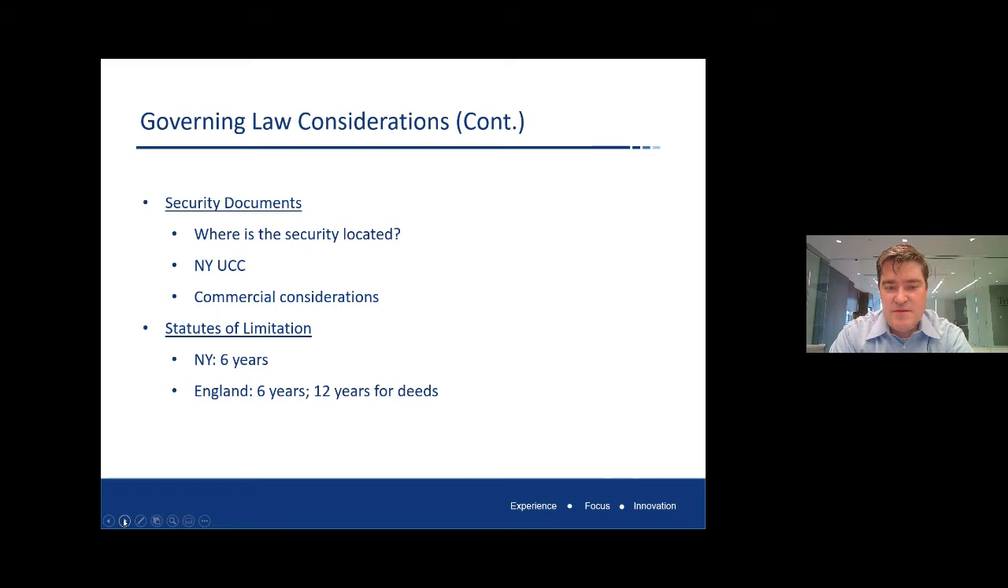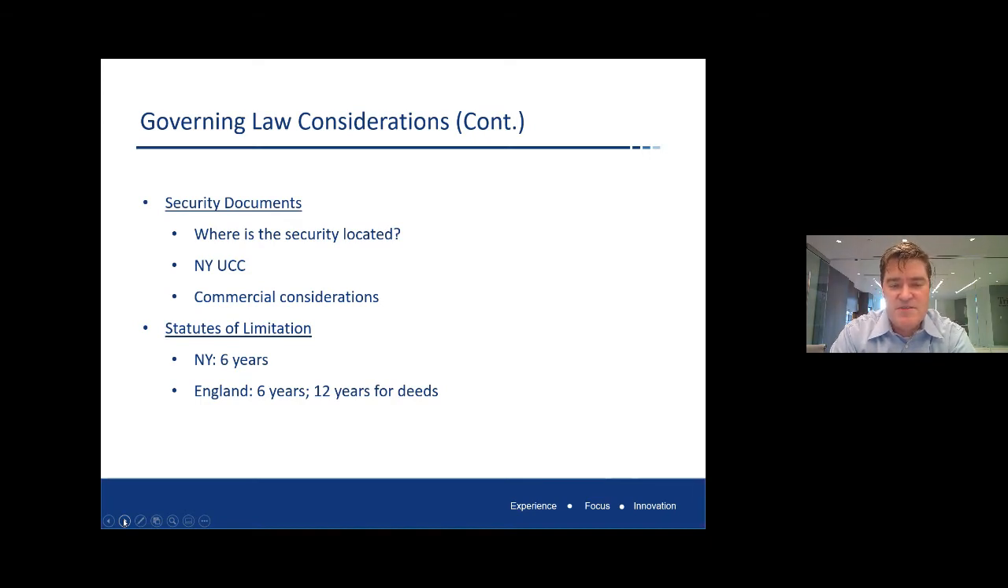All that said, the final most important thing is really the commercial consideration. So, for example, with respect to bank accounts, do you have a relationship with an English bank or a New York bank? Is one cheaper than the other? That's probably more important than the actual governing law of the security documents, as well as making sure it's consistent with the other financing documents.